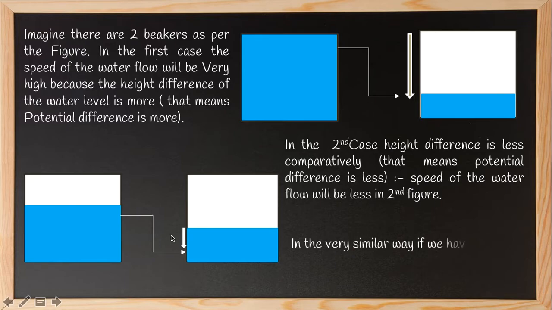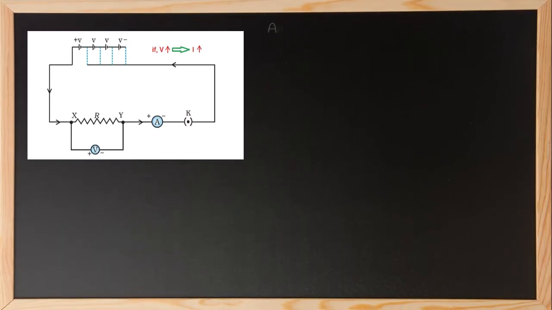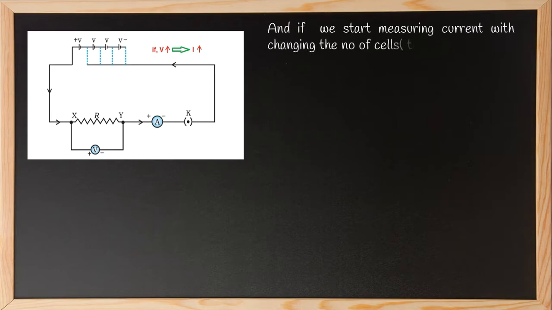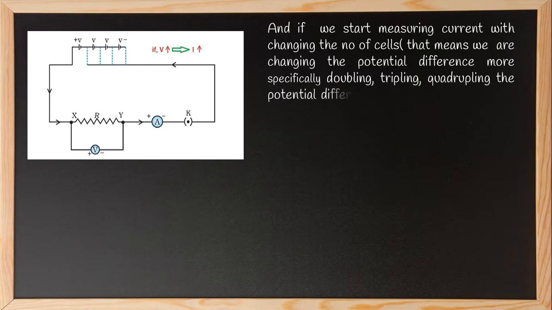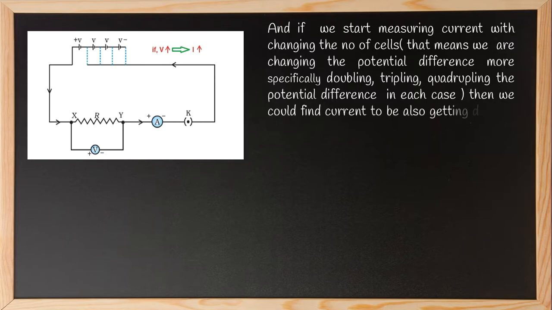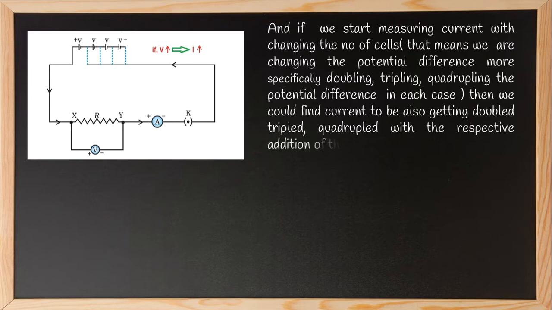In a very similar way, if we have an electric circuit like in the given figure, and we start measuring current while changing the number of cells, that means we are changing the potential difference, more specifically doubling, tripling, quadrupling the potential difference. In each case, we could find the current also getting doubled, tripled, quadrupled with the respective addition of the voltage source, that is, the cells.